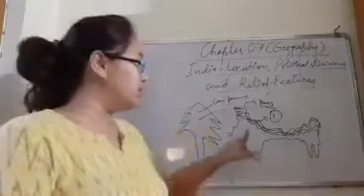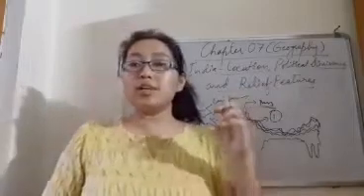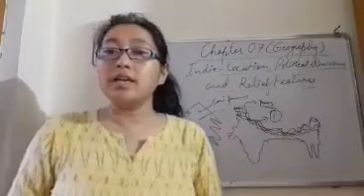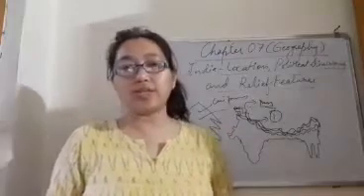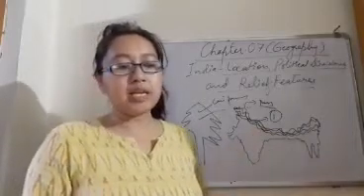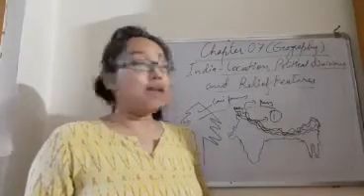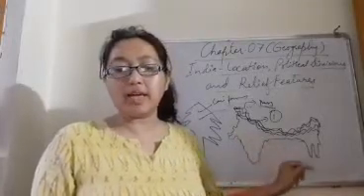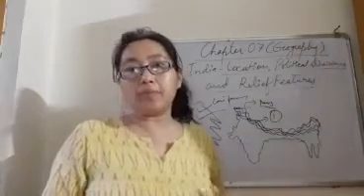Why is this plain highly fertile? Because this plain is formed due to alluvium or sediments deposited, brought down by the rivers, and those rivers are Ganga, Brahmaputra, Indus, and their tributaries, right? That is why this plain is highly fertile. From west to east, the plain covers a length of about 2,500 kilometers. And the plain can be divided into three parts: the Indus plain, the Ganga plain, and the Brahmaputra plain.